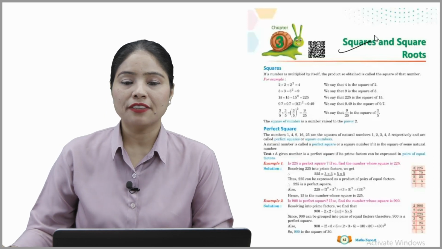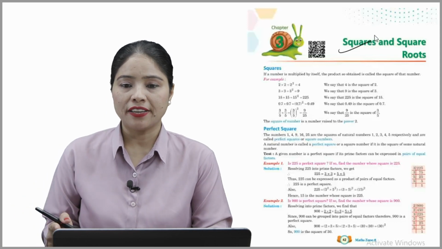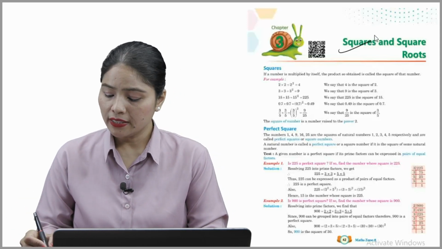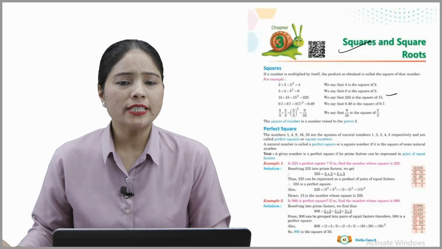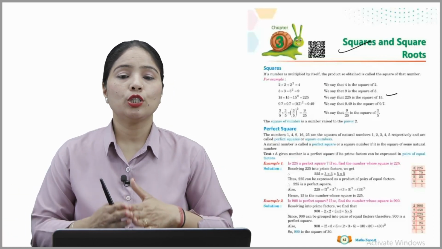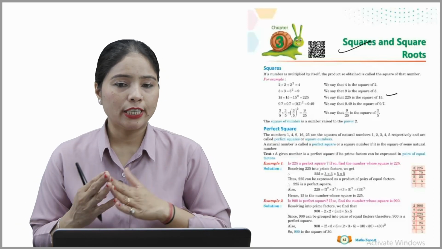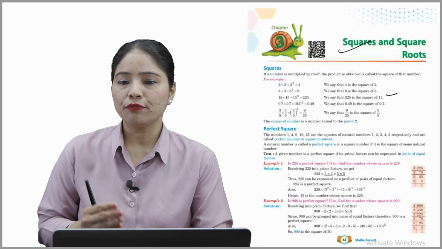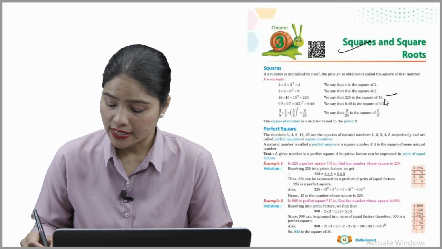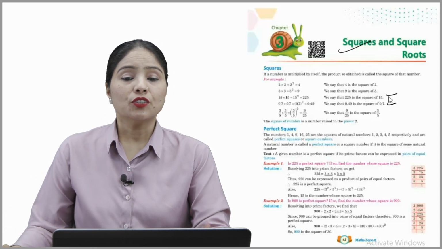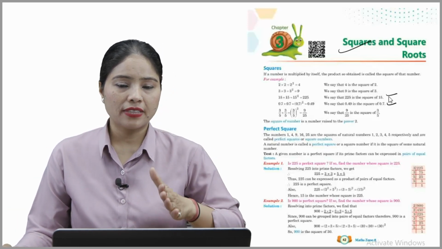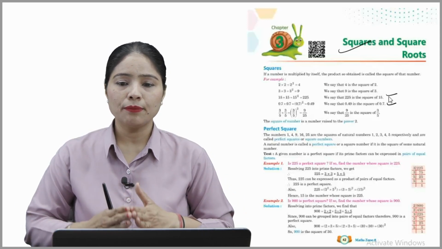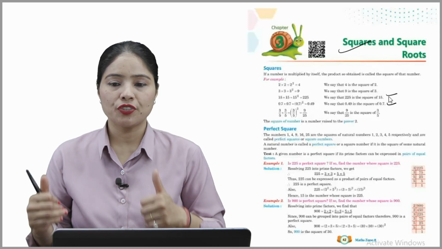15 into 15, then 15 square means 225. So we can say that 225 is the square of 15. Okay, so 0.7 into 0.7 is equal to, we multiply 0.7 two times, so that is 0.49. So we say that 0.49 is the square of 0.7. And the next one is 3 by 5 into 3 by 5, that is equal to 9 by 25. So we say that 9 by 25 is the square of 3 by 5.